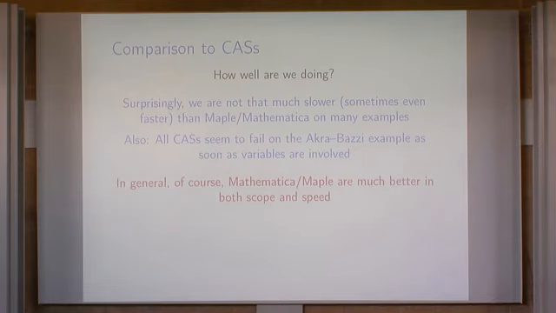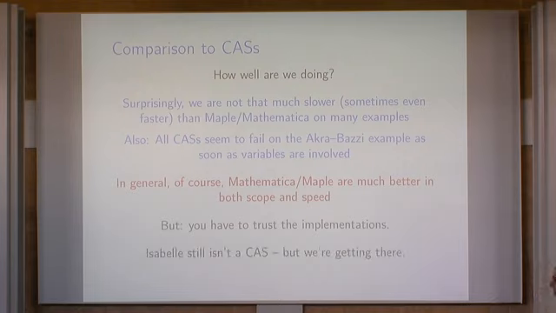But of course, in general, one must keep in mind that Mathematica and Maple are much better, both in their speed and also in the scope of functions that they support. There are a lot of things that these systems can do and that the Isabelle thing can't. But of course, you have to trust their implementation. They could have bugs in there. They did have bugs in the past. So when you get a result, it's probably right, but you can never be quite sure. And so the bottom line is, Isabelle isn't a computer algebra system yet, but I hope that we're getting there.